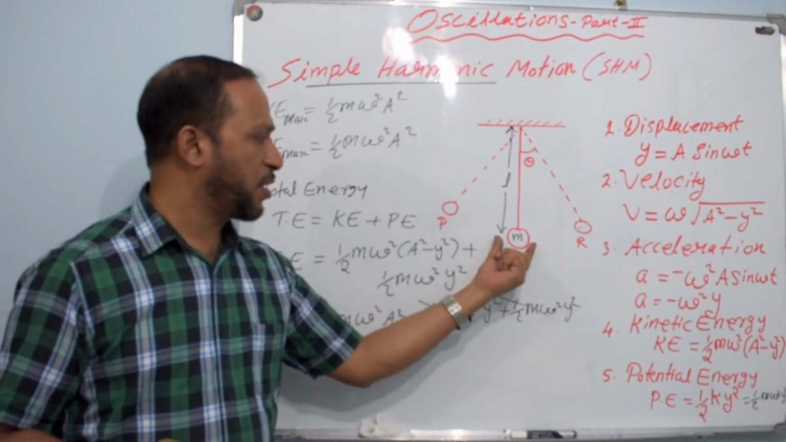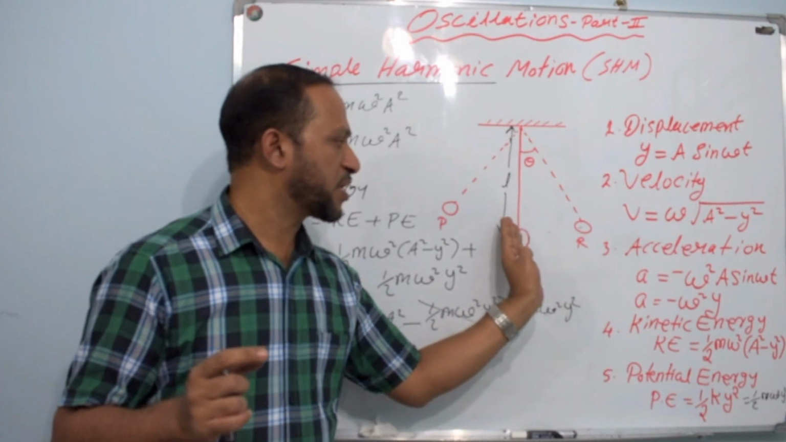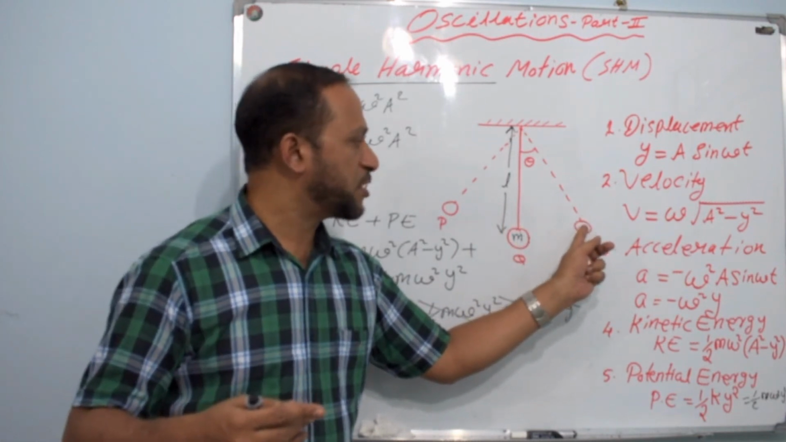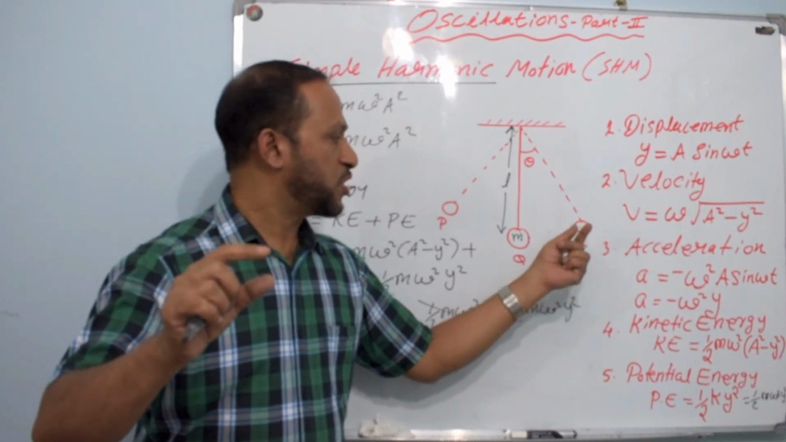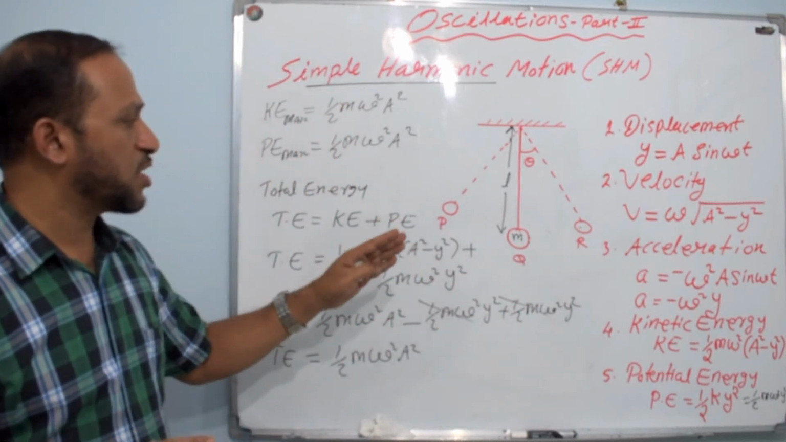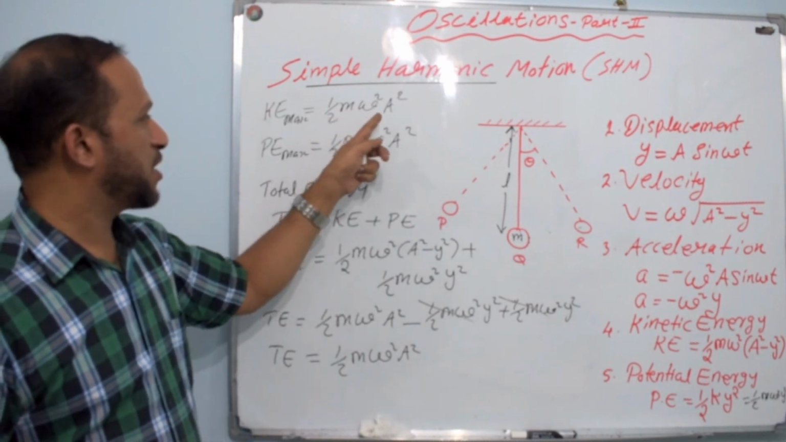At the equilibrium point, the mean position, it is only kinetic energy. When it moves towards the extreme point, kinetic energy decreases, but potential energy increases. At the extreme point, potential energy becomes maximum and kinetic energy becomes zero. In between, there is both potential and kinetic, but we can see the total energy at the mean position is half m omega square a square.